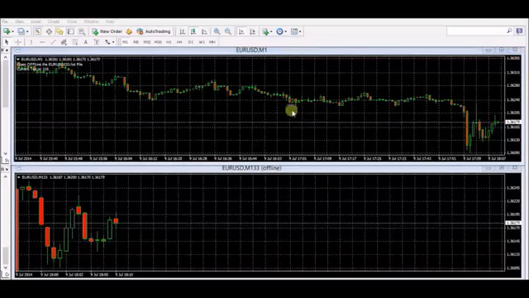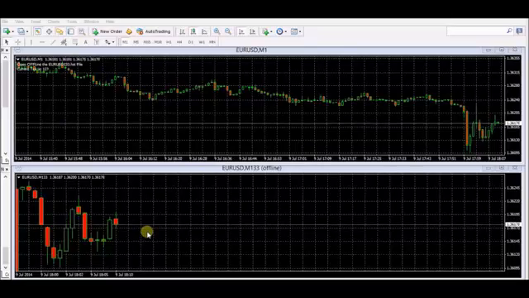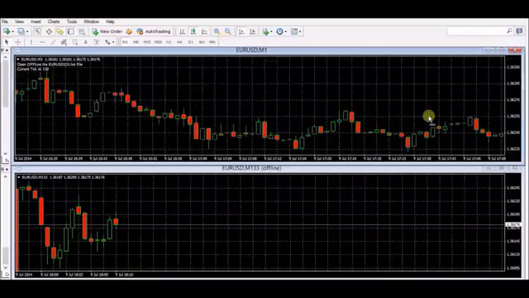Again, here at the top I have my Euro-US dollar M1 chart, so that's 60-second candlesticks forming. Here on the bottom I have the custom Opdex indicator. It's an M133 tick chart. So I'm going to zoom in here for a second.